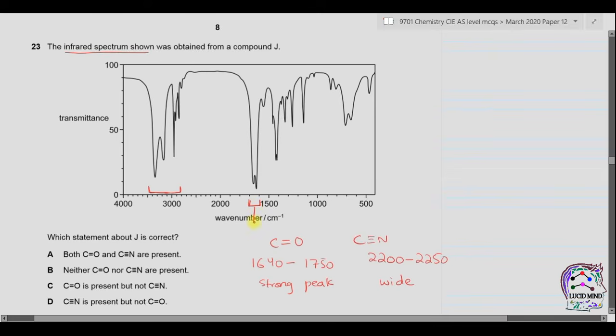Now this region is between 1600 and 1700 per centimeter. So yes, carbonyl is present because this shows the strong peak between 1600 and 1700. While for C≡N, there is no peak between 2200 and 2250. So we can say there is no peak here. So carbonyl is present but C≡N is not present. So the answer is part C.